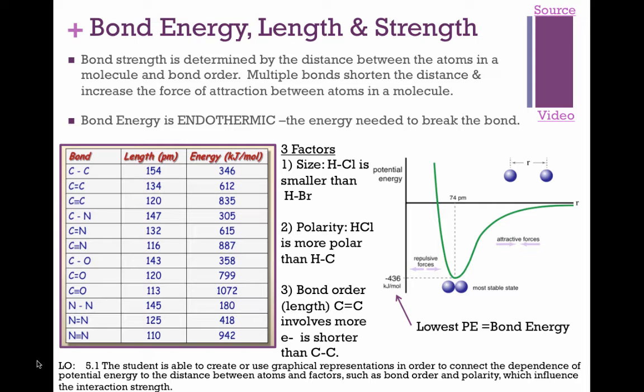Unless you have a quadruple bond. So bond order of 3 is going to be the strongest. Bond order of 1 is going to be the weakest. And then you can see multiple bonds shorten the distance.